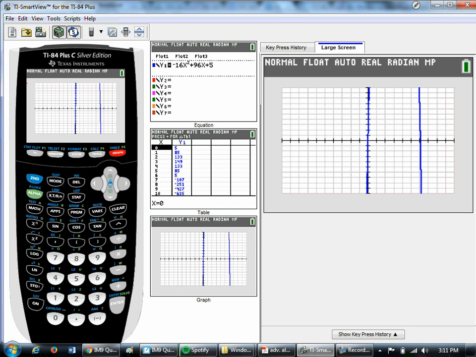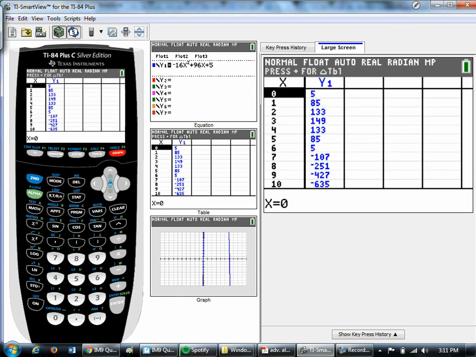Okay? The table is located right above the graph button. And again, it's in blue, so we need to hit second graph, and we need to get to our table. Okay? Our table, what this means is x is time, y is height. So at time 0, we're at a height of 5. At 1 second, we're at a height of 85.